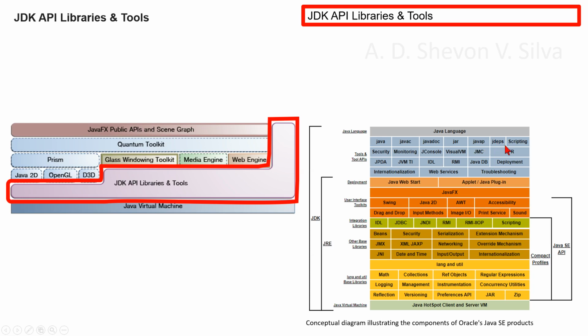JDEPS, Java Class Dependency Analyzer. The JDEPS command shows the package level or class level dependencies of class files. The input class can be a path name to a .class file, a directory, or a Java file, or it can be a fully qualified class name to analyze all class files.